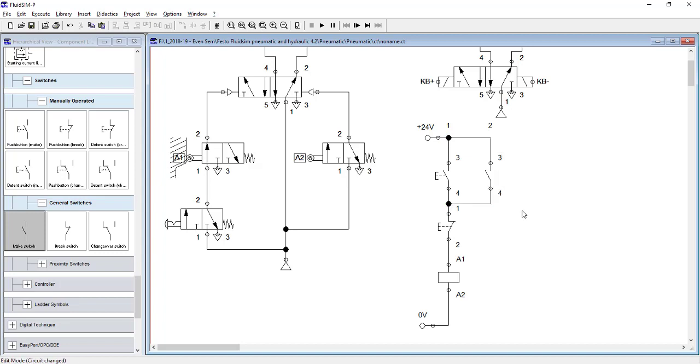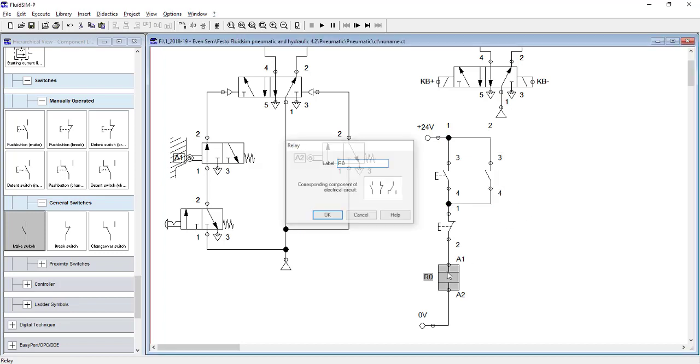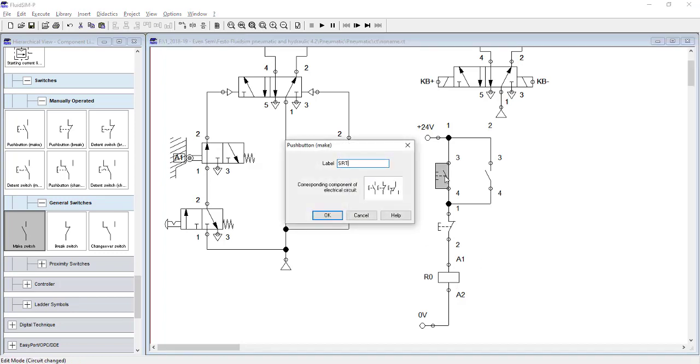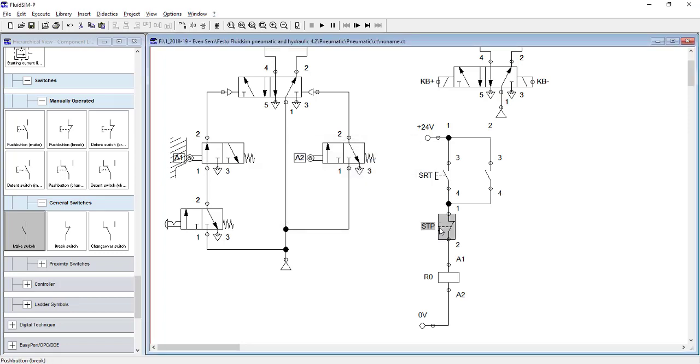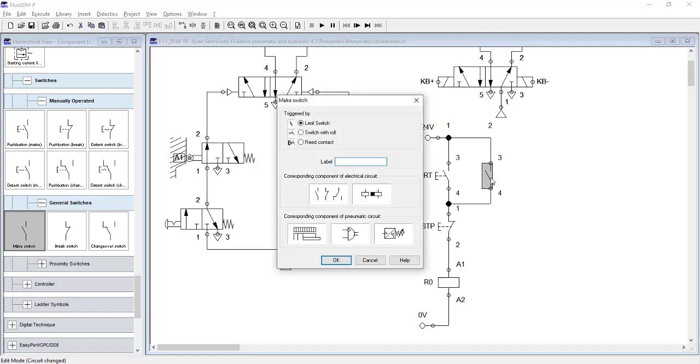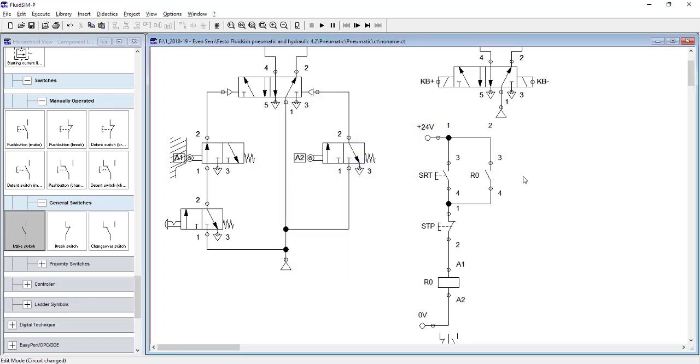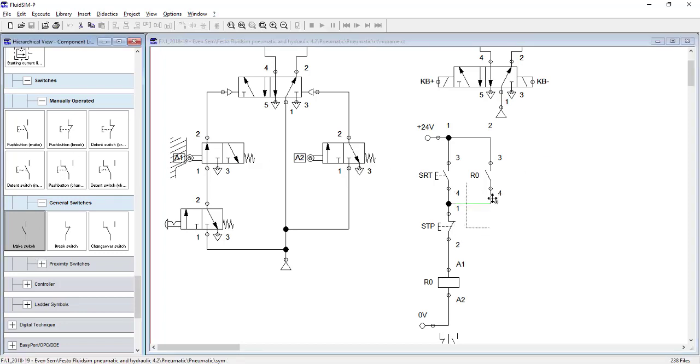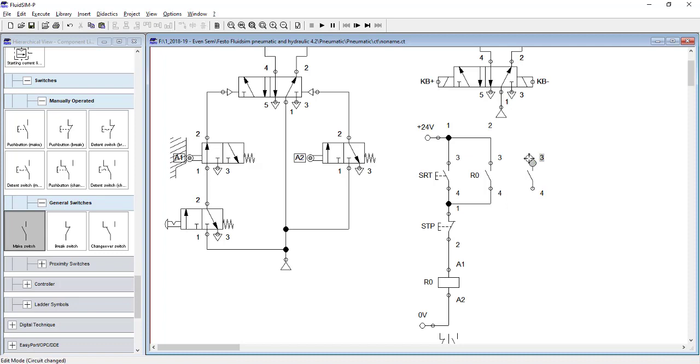Okay, so this becomes my relay 0. This becomes my start. I will write SRT for start, and this is my stop, STP. These are push buttons for start and stop. And this is also relay zero's NO connection. I will explain everything afterwards, right? Don't worry. I will just put it over here, connect this over here.